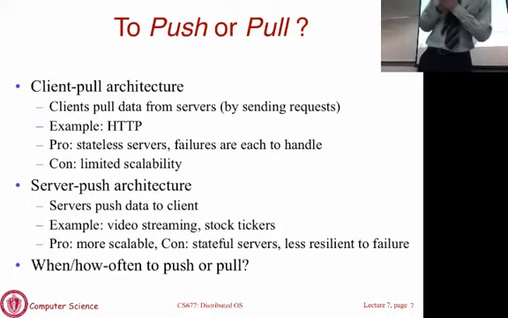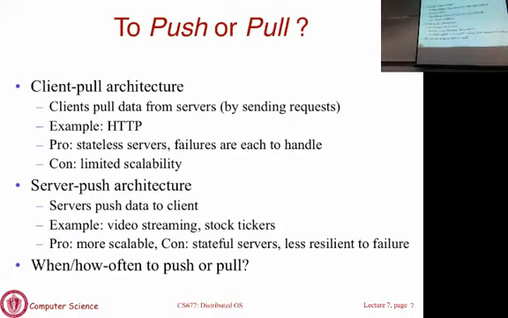Yes. Why do client pull architectures have limited scalability? I did not actually go into the scalability issues as much, but I can explain this a little bit. We would have come back to this when we did the web. So what happens in client pull architecture is for every small bit of information that the client wants, it's going to make a request. You have to incur the overhead of request processing and send back a response.